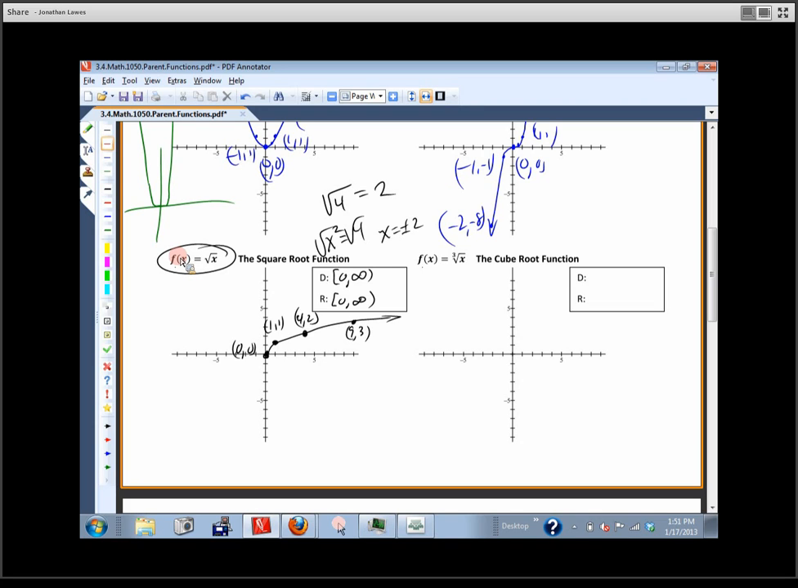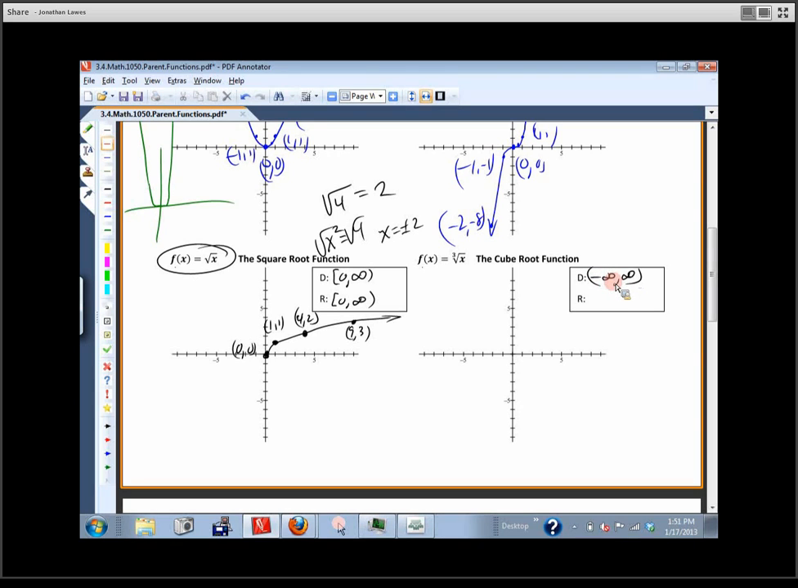Thank you very much. Let's take a look at the next one. Again, we knew there was a domain issue here. We knew we couldn't use all real numbers on this one because it had an even root. Do we run into that problem here? No. You can take an odd root of any number you want. So we're going to be able to plug in anything we want.